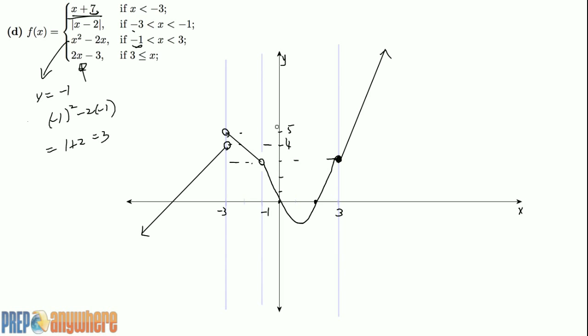And you can see there's a discontinuity here and here. So we say when x is equal to -3, there is a jump discontinuity. When x is equal to -1, there's a removable discontinuity.